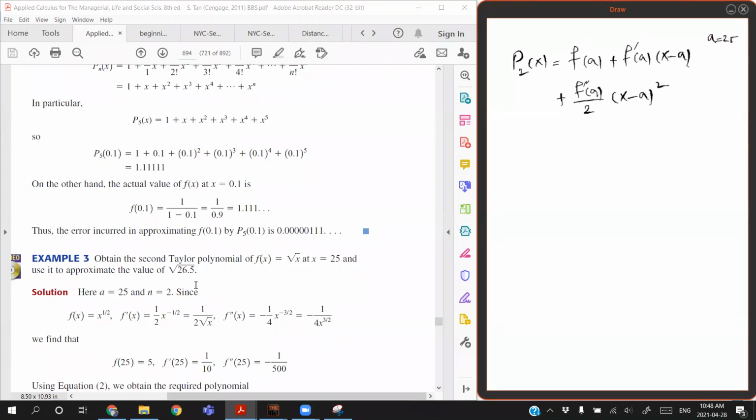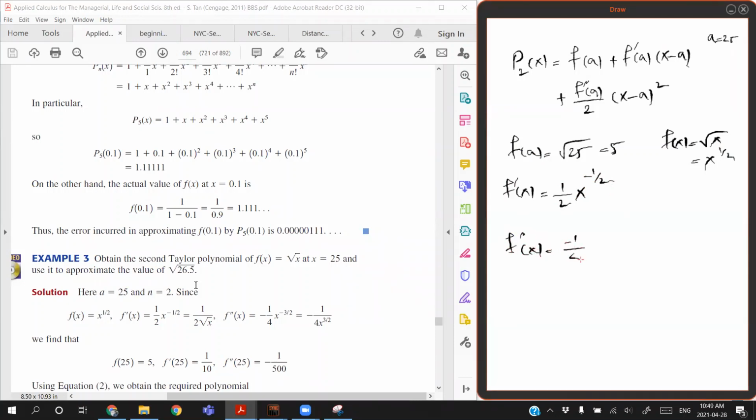That's all I need to do. And then I plug in the values. So f of a is going to be root 25, that's going to be 5. F prime of x is going to be, since f of x is root x, this is like having x to the power of 1 over 2. The derivative is 1 over 2 x to the negative 1 over 2. And I also need the second derivative. So let me just figure it out right now. I'm going to get minus 1 over 4 x to the power of negative 3 over 2.